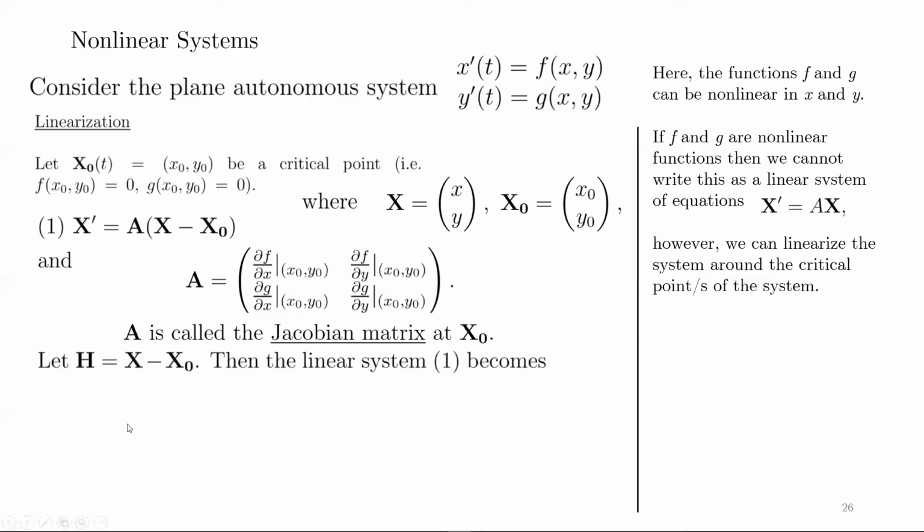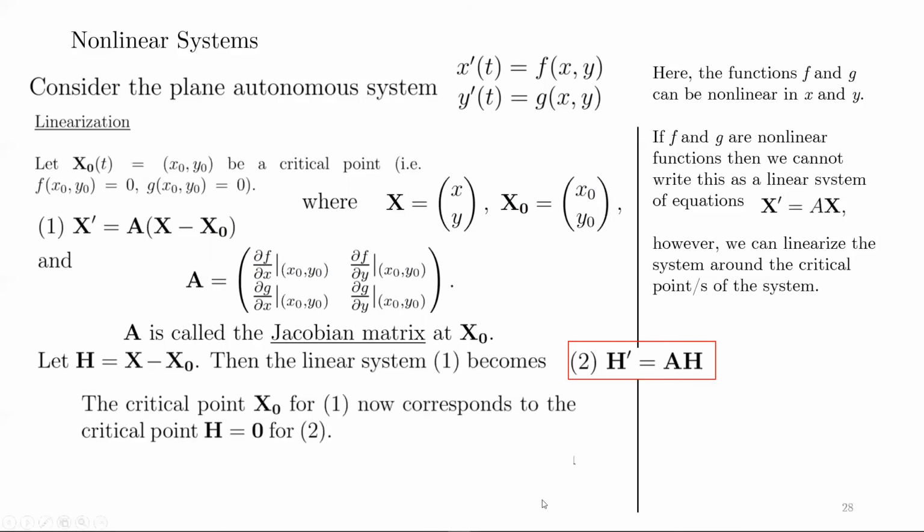All right, so now we define a new vector h, which is x minus x naught, so the dependent variable minus the critical point. I can take the derivative of h here. Well, that would just be x prime, right? Because if I take the derivative, I get h prime equals x prime minus, well, this is a constant. This is our critical point, so if I take the derivative of a constant, I get 0. So I can actually write this linear system 1 here as h prime, which is equal to x prime, equals A times h.